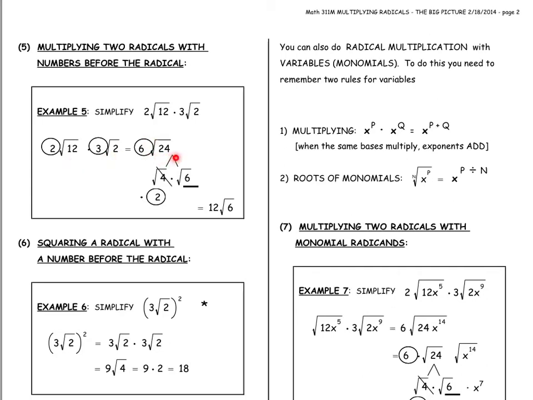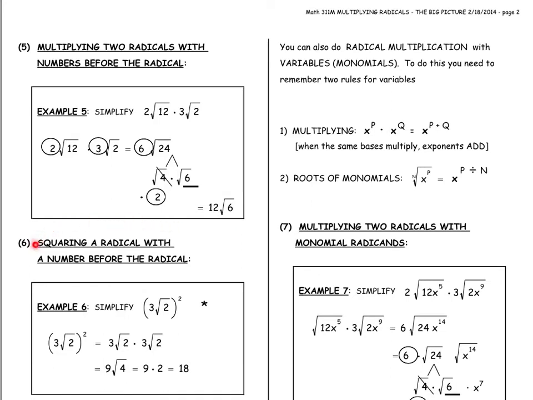Once that's done, the rad 24 splits the same way it did before, except now that the whole 2 that came from the rad 4 is going to multiply with the 6 that came from here and here and make a grand number of 12. So the final answer to this multiplication example is 12 rad 6.